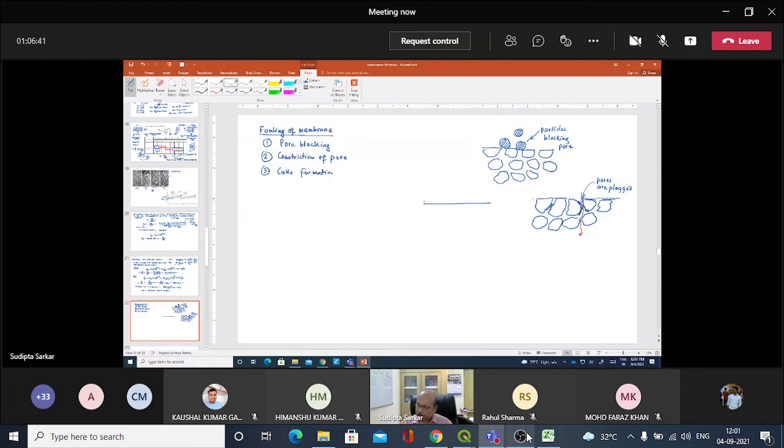Cake formation is nothing but the formation of particles, and on top of this, there is some layer. So this is your membrane. Keep there, which restricts the flow of water.